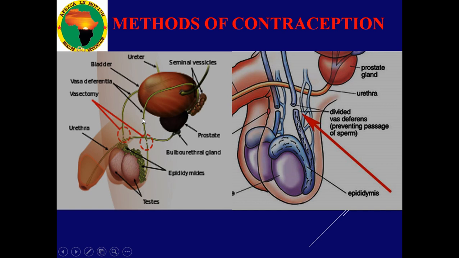Once it is cut, all the sperm produced in the testis will not be able to cross and come. You see, there is a discontinuity. However, ejaculation is still possible, because the fluid from the prostate gland and the seminal vesicles will still come out. So ejaculation is possible even though this tube was cut. The only difference is the sperm will not be able to cross.